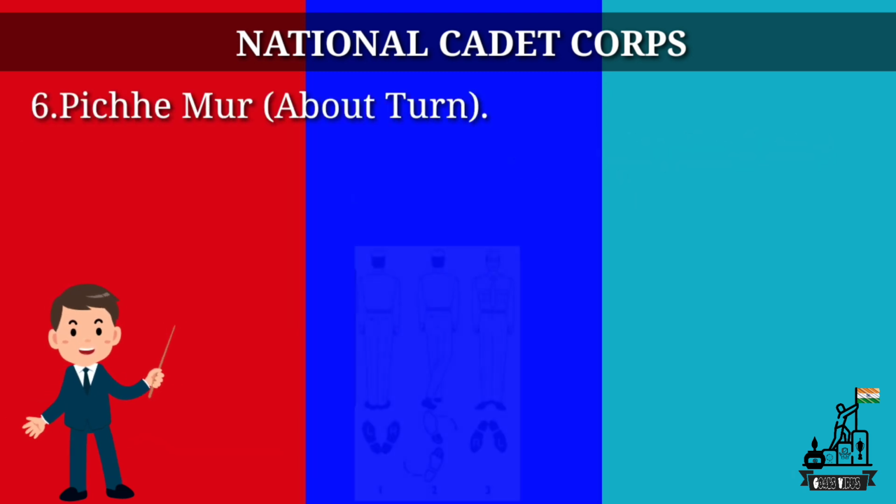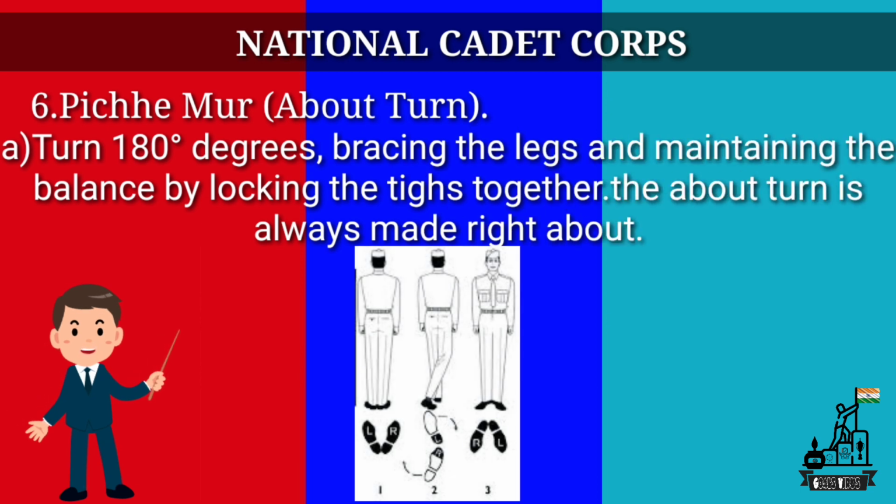Next we have Picha Mode, that is about turn. Turn 180 degrees, bracing the legs and maintaining the balance by locking the thighs together. The about turn is always made on the right. You have to turn from the right side only.